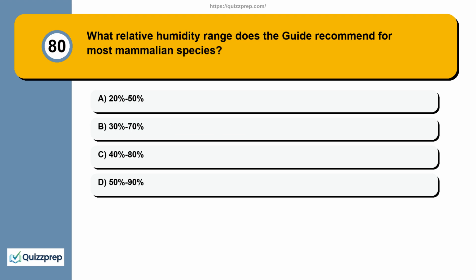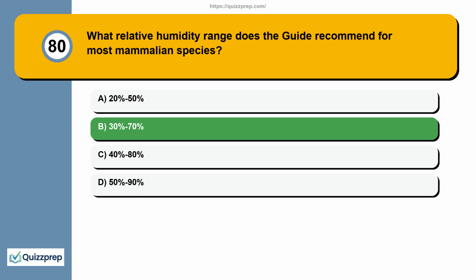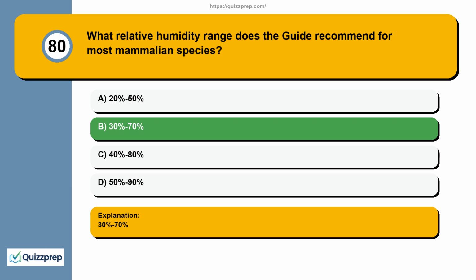Question 80. What relative humidity range does the guide recommend for most mammalian species? Option A, 20% to 50%. Option B, 30% to 70%. Option C, 40% to 80%. Option D, 50% to 90%. The correct answer is option B, 30% to 70%.